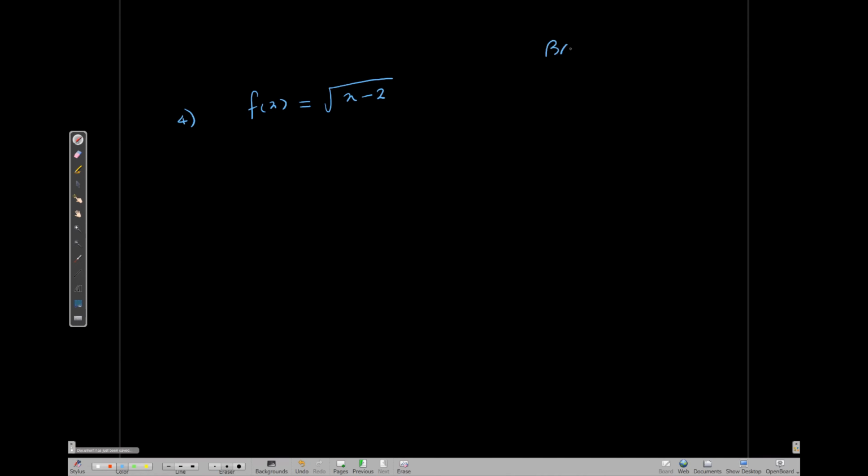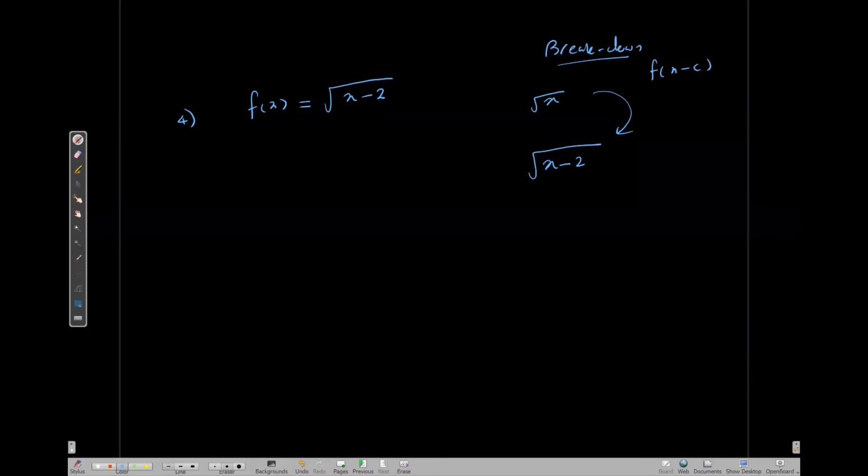Okay, so the breakdown. First step, I will draw this. This is not challenging, actually this is easy. Second step, inside this. So what will happen? Again, see guys, f of x minus c. This is what's happening here. So here, you have to be careful.